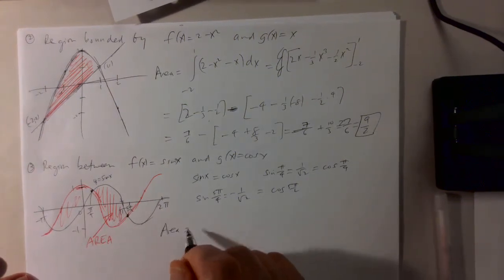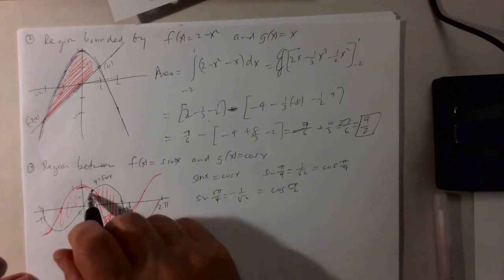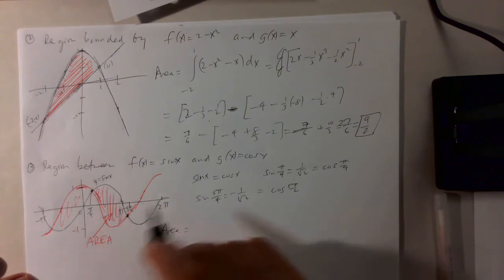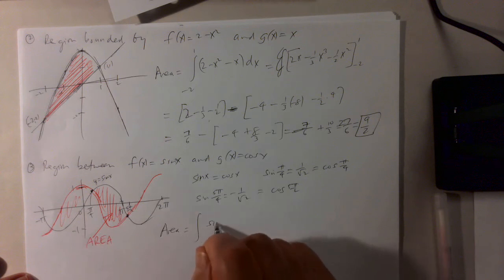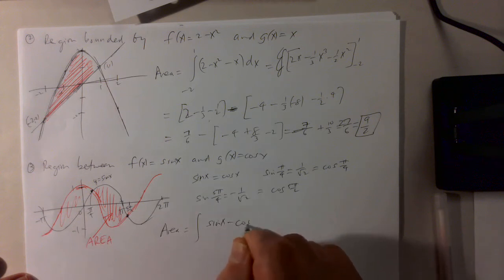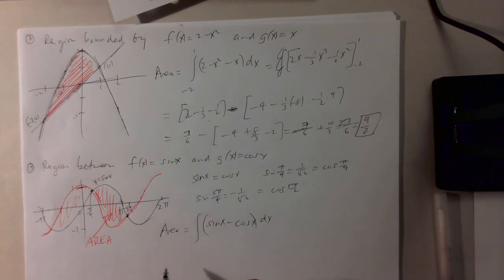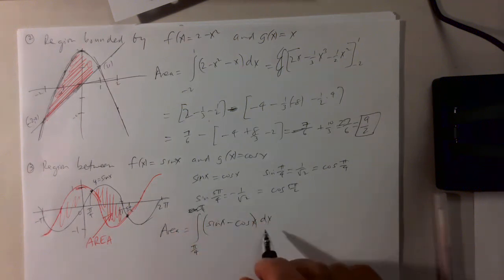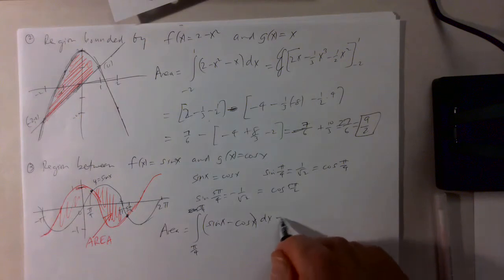And the area we want to find then, from pi over 4 to 5 pi over 4, the sine is bigger than the cosine. So the curve on top is sine x, the curve on bottom is cosine x, and we're doing that integral from pi over 4 to 5 pi over 4. We know the integral of the sine and the cosine.